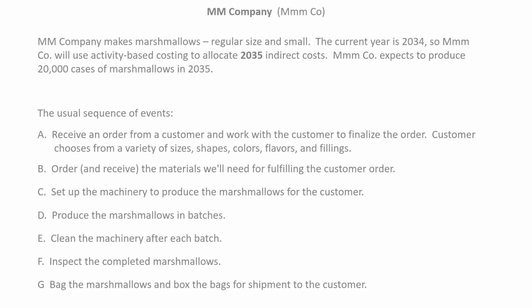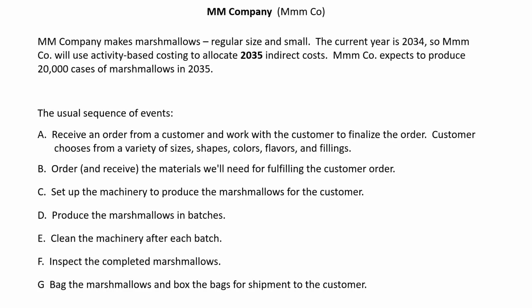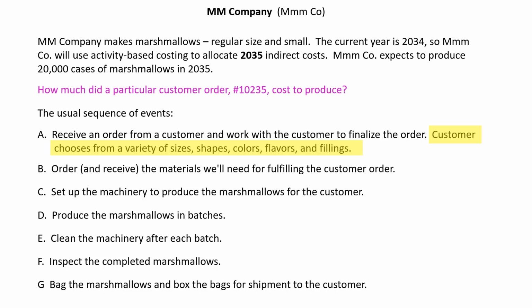We'll still use Company, MCO, Marshmallow Factory as our example. The year we're accounting for is still 2035, and the usual sequence of events remains the same, with one slight change. This time, customers can order marshmallows in various quantities, sizes, shapes, colors, flavors, fillings, and packaging. Our objective, our cost object, is a specific customer order. How much did customer order number 10235 cost to produce?